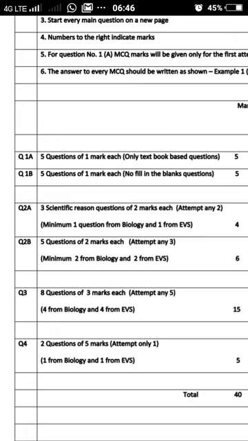Next, question number 2A: 3 scientific reasons questions of 2 marks each, and you will have to attempt any 2. So for 2 marks, 3 scientific reasons will be asked. You will have to attempt any 2, and in this also 1 question will be of biology, 1 question will be of EVS, and the remaining 1 depends on the paper setter, whether the paper setter wishes to put it from biology or from EVS. It depends on the paper setter.